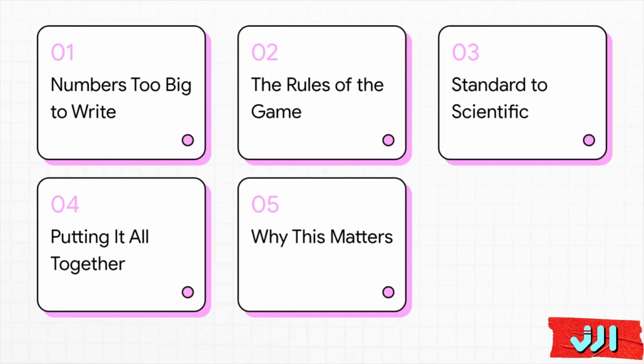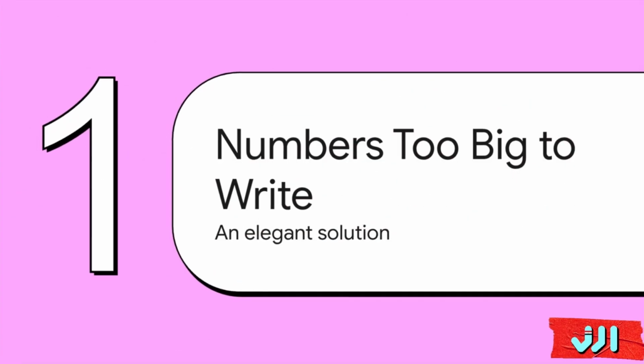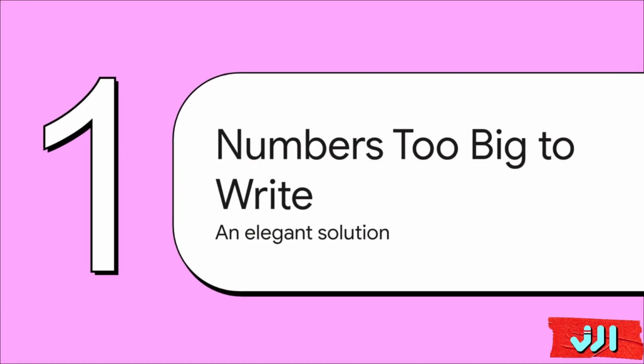So, here's our game plan for today. We'll start with why we even need this system in the first place, then we'll get into the rules, learn how to convert numbers back and forth, see it all in action, and wrap up with why this is so important. All right, so how do we deal with that ridiculous string of zeros?